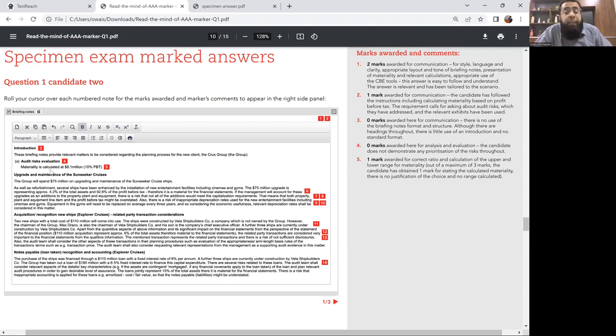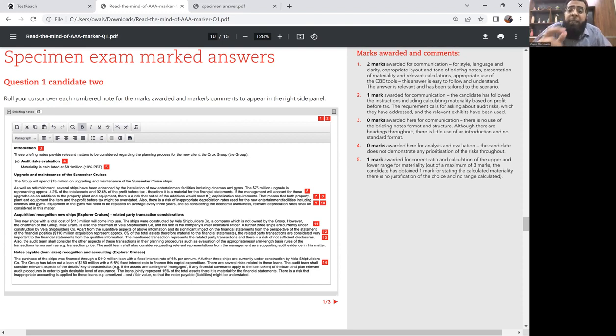Okay, now let's read each of the audit risks which he has written. Okay, upgradation and maintenance of the Sunseeker cruises. The group will spend $75 million on upgrading and maintenance of the Sunseeker cruise ships. As well as refurbishment, several ships have been enhanced by installation of new entertainment facilities, including cinemas and gyms. Now, see, he's just repeating the data which is already given in the question. The $75 million upgrade represents approximately 4.2% of assets and 92% of PBT. Therefore, it is material for the financial statement.